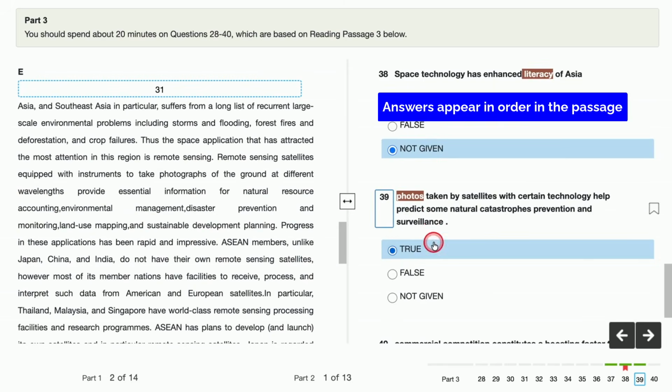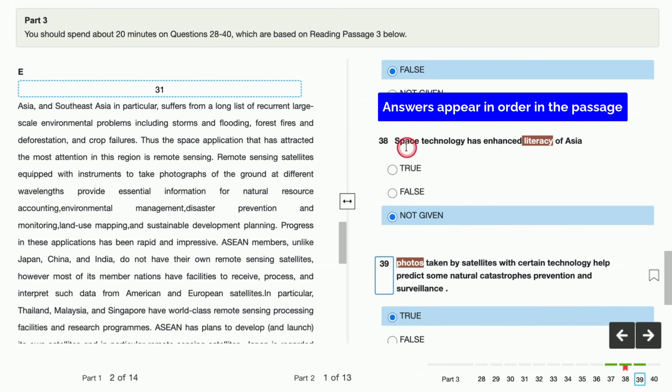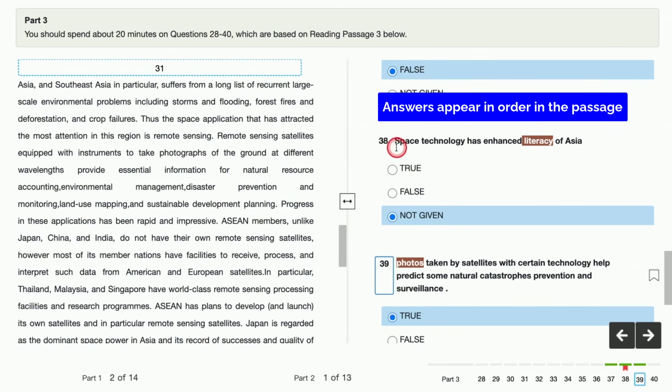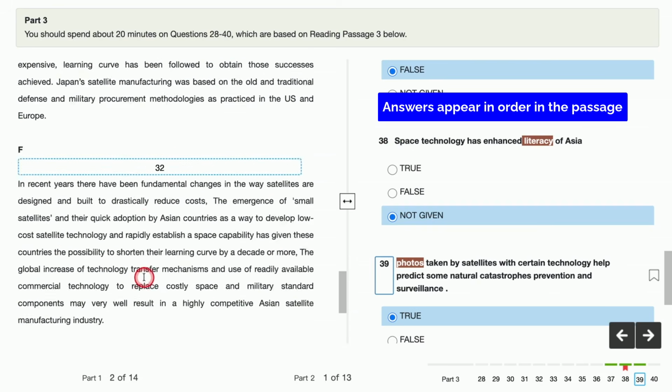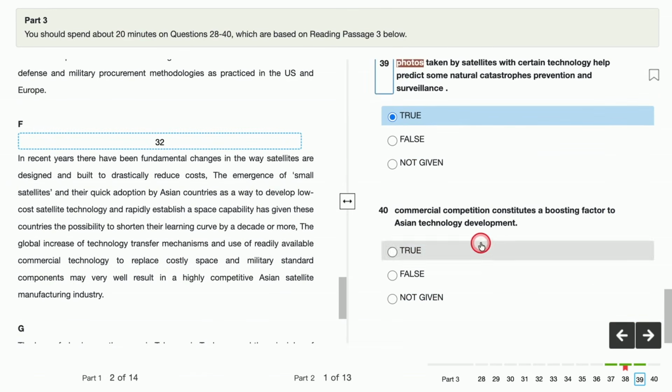Usually answers will appear in order in the passage. That means the answer to question 30A won't appear after the answer to 39. So the answer to 30A won't appear in the remaining paragraphs. So maybe the answer is not given. Alright, let's move on to the last question.